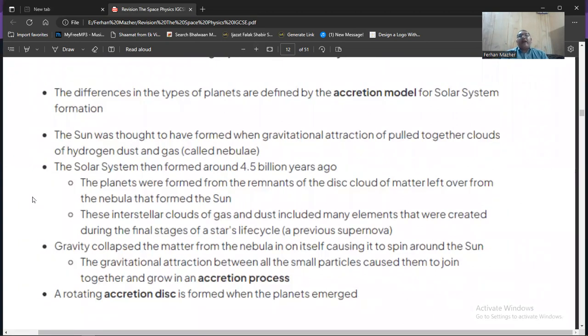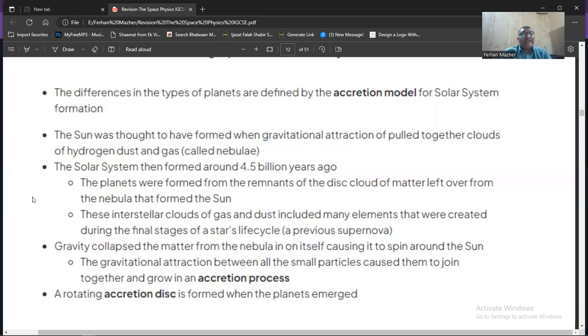The difference in the types of planets is defined by the accretion model for solar system formation. The sun was thought to have formed when gravitational attraction pulled together clouds of hydrogen, dust, and gas called nebulae. The solar system then formed around 4.5 billion years ago.